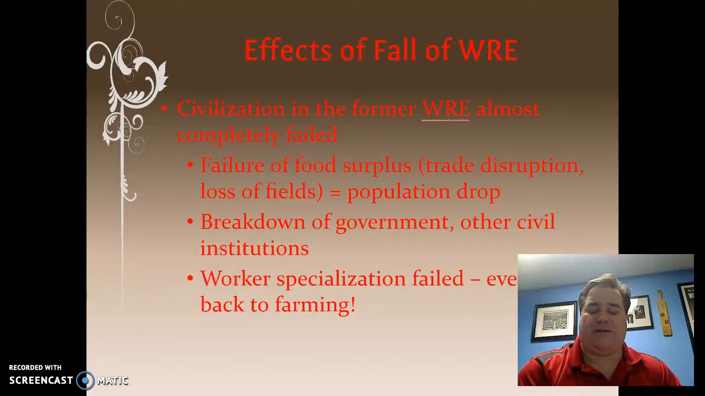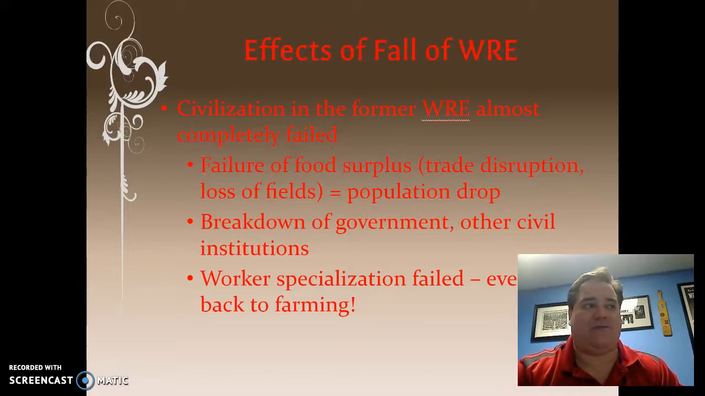A breakdown of government and other civil institutions results in lots of Romans dying. They die because in many cases the government failed to be able to provide food for them because the government disappeared. The civil municipalities couldn't provide food for the people. The people fled the cities. Worker specialization failed. What good was it to be an artist in Rome in the late 400s, early 500s, when there was nobody to support you? You had to eat. So you became a farmer again. People went back to farming.